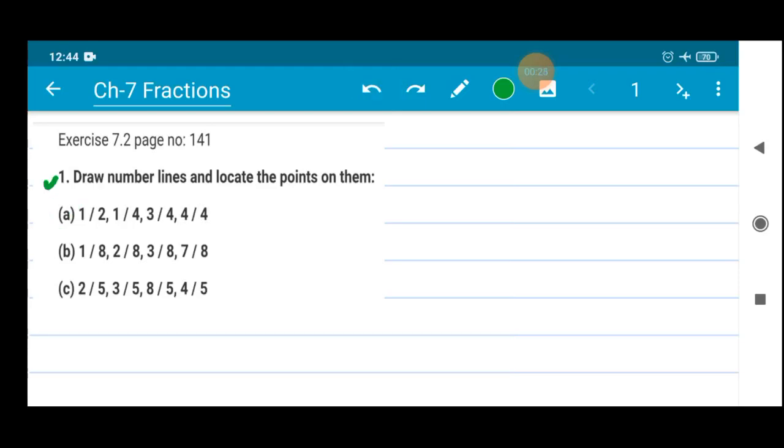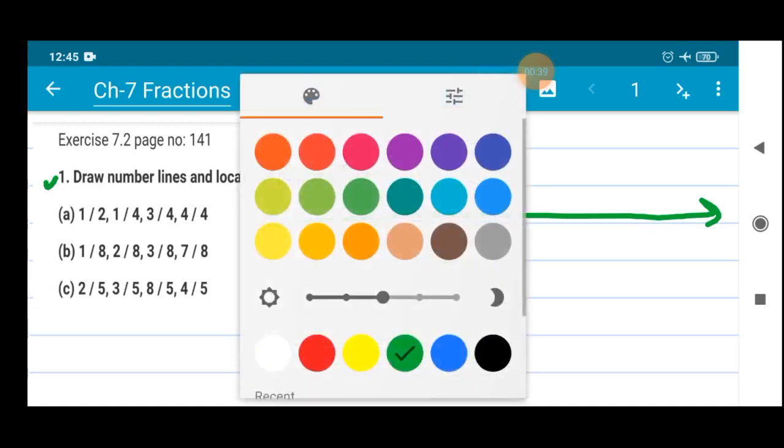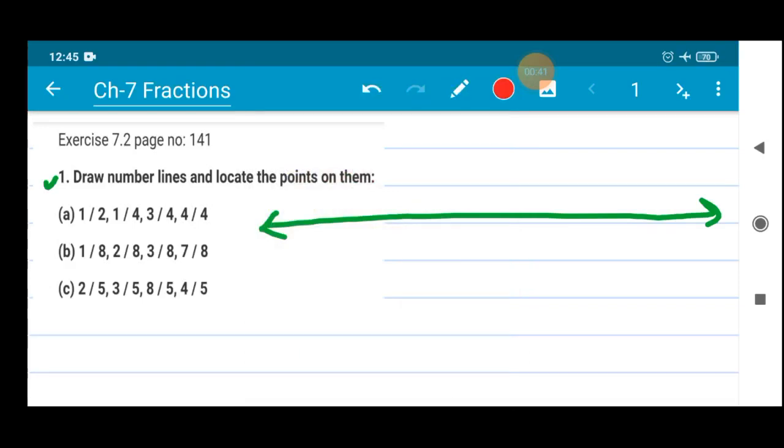Okay, very simple thing. You know what a number line is. In our last class, when we were dealing with integers, we represented many integers on a number line. But representing a fraction on a number line is totally new to you all, I know that. So in order to understand this, we have to represent 1 by 2, 1 by 4, 3 by 4 and 4 by 4, right?